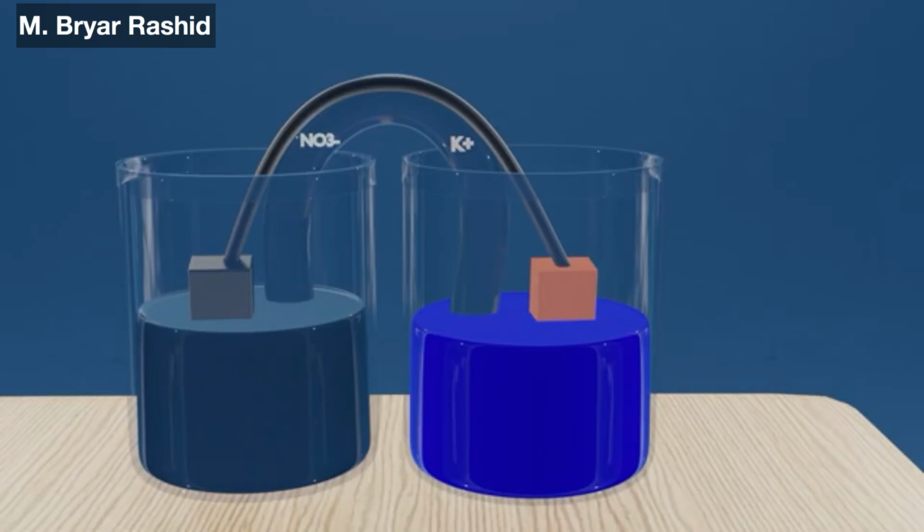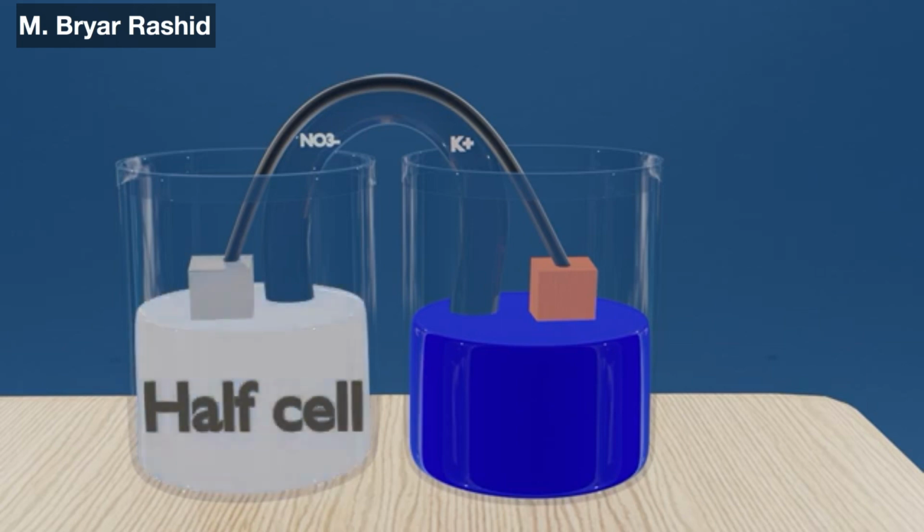Galvanic, or voltaic cells, are electrochemical devices which generate electricity from spontaneous oxidation-reduction reactions. So let's talk about the basic structure of a voltaic cell, illustrated by the most common example, which is the Daniell cell. It is composed of two half cells, connected by a salt bridge.